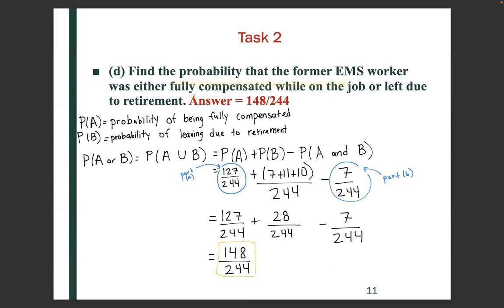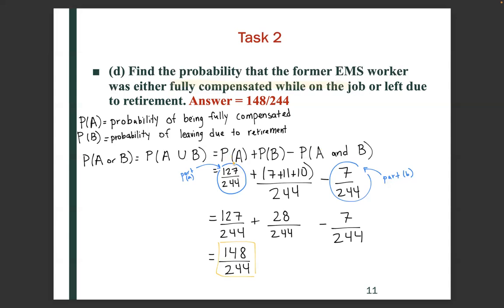So here we want the probability where they were fully compensated or left due to retirement. So we're interested in the probability of A or B, which is a union. You can think of probability A union B. And here that equals the probability of A plus the probability of B minus the probability of A and B, or you can think of this as the intersection, which would look like an upside down U. But anyway, that's how you will solve this.